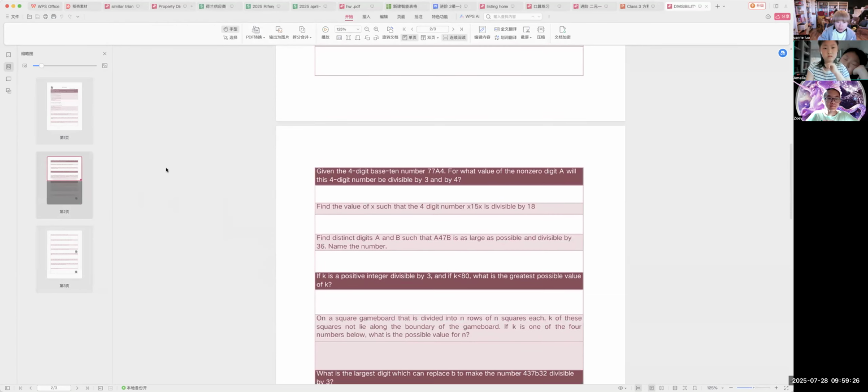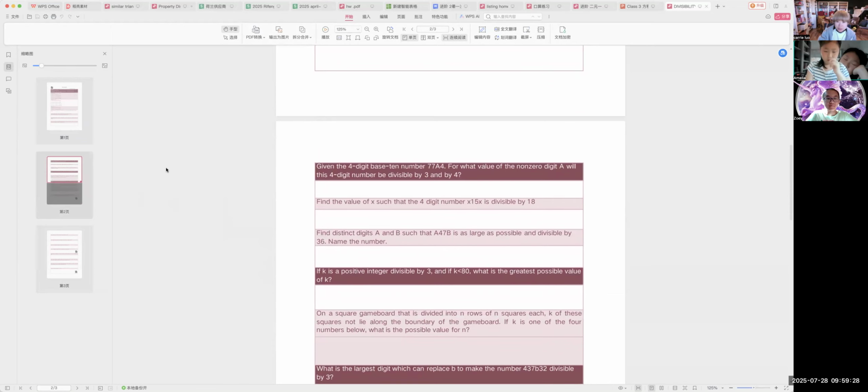So given the 4-digit base 10 number, 77A4, for what value of the non-zero digit A will this 4-digit number be divisible by 3 and divisible by 4? So you need to fit the possible answer by both of them. So not only divisible by 3, and at the same time, this number must be divisible by 4 as well.